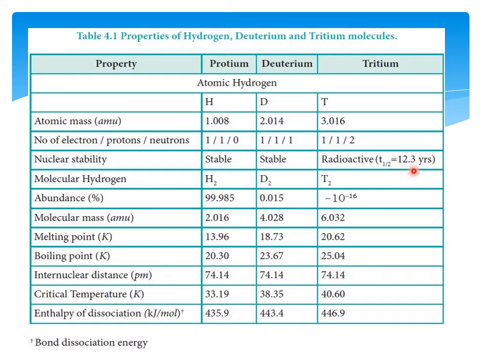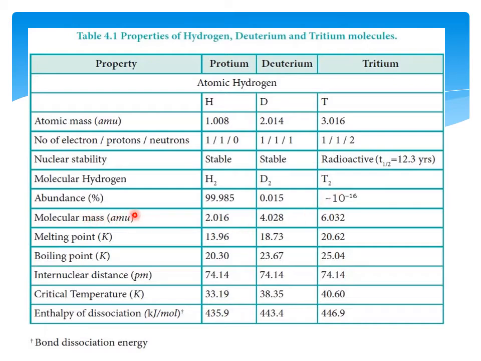That is what is called T half. So the T half of tritium is 12.3 years. Molecular hydrogen: this H will not exist as H in nature. It can exist as H2, D can exist as D2, and T can exist as T2.